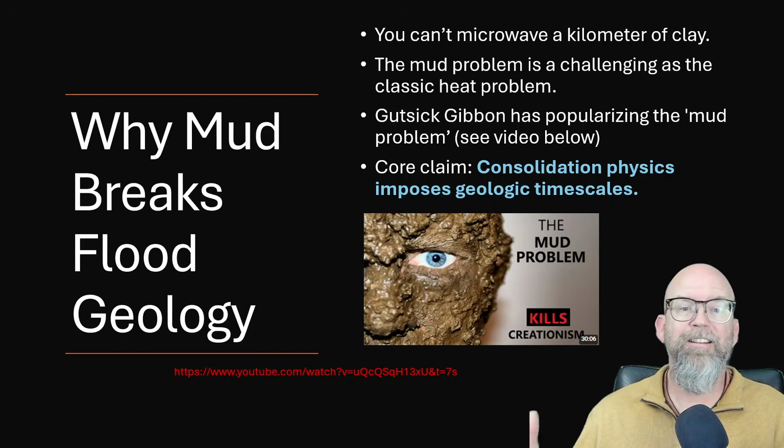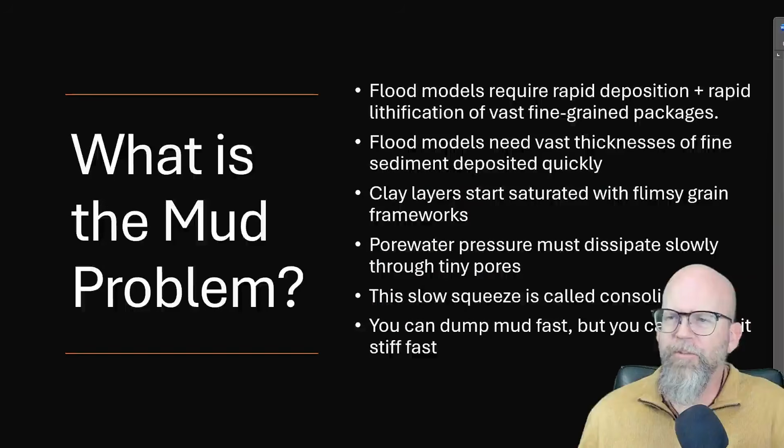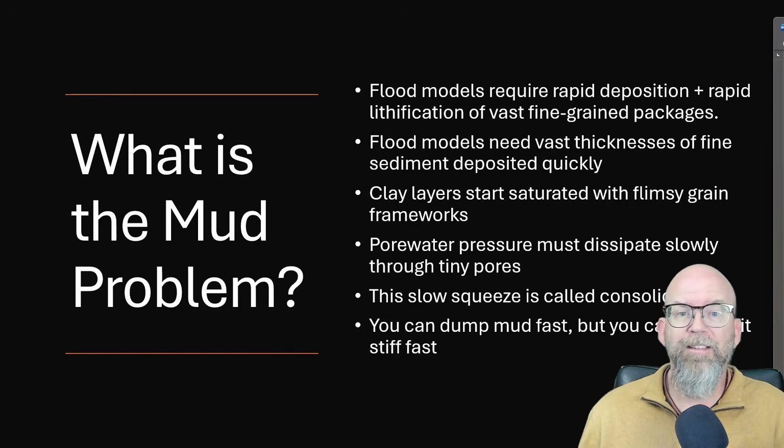For me, it's a clear expression of how the flood geology model of young Earth creationism to explain the origins of the geological column is just untenable. So just what is the mud problem? Well, creationist flood models need vast thicknesses of fine-grained sediment called silts and clays. Those have to be deposited quickly and then turned into rock just about as quickly.